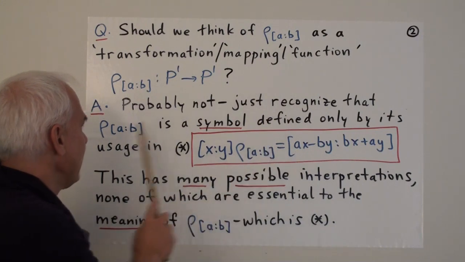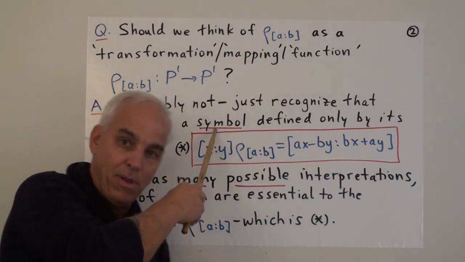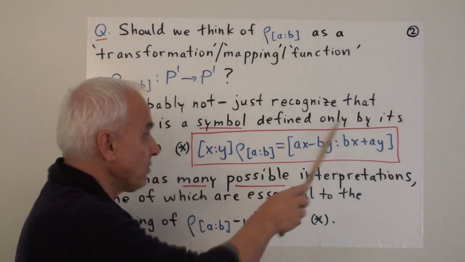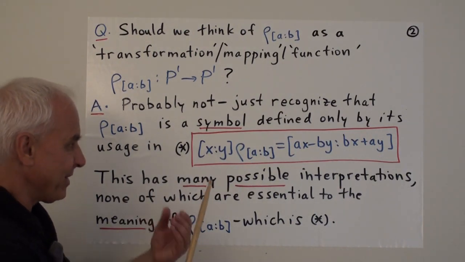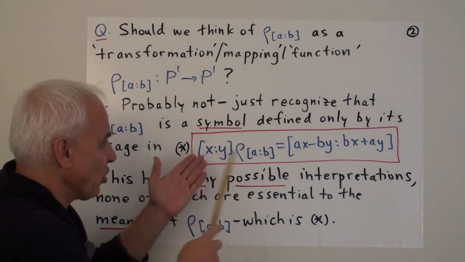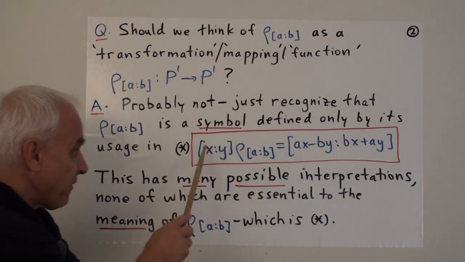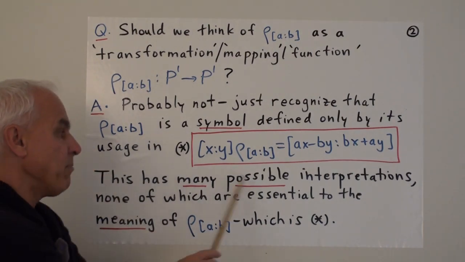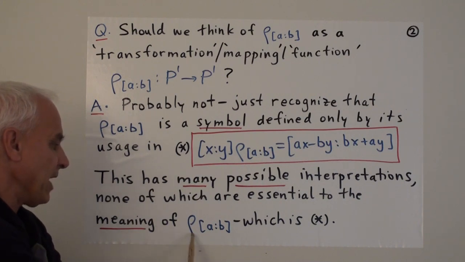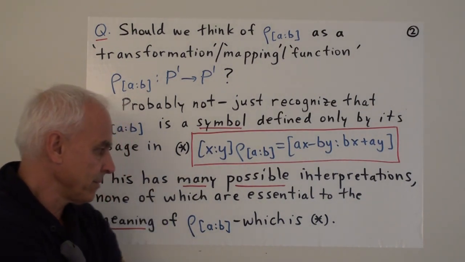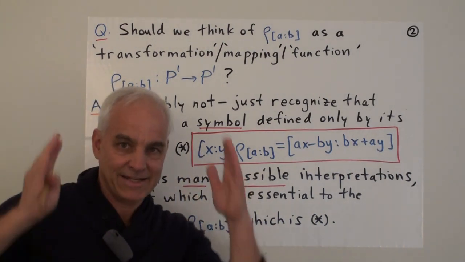So we must recognize that this thing, rho sub A to B, is actually just a symbol defined essentially by its usage in this formula. So the symbol is only defined in terms of its involvement in this formula. Now this formula, let's call it star, has many possible interpretations, none of which are essential to the meaning of this object. The meaning of this object is just encoded in this formula. The formula is the meaning.